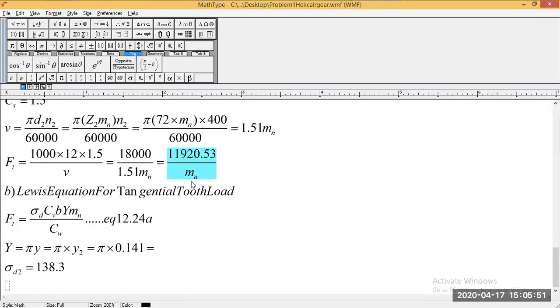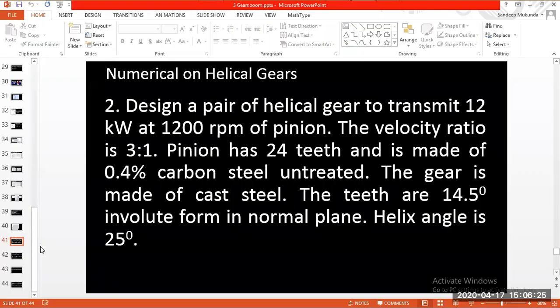Normal means we are designing the spur gear, the virtual or formative gear which I spoke about in the first, introductory lecture for helical gear. So normal always means it is for the spur gear or the formative spur gear. So Ft is different. This is a Lewis equation for tangential tooth load. It is different than the one which we use for spur gear. You can see in the presentation here.